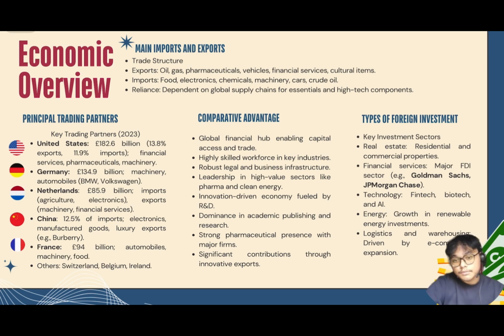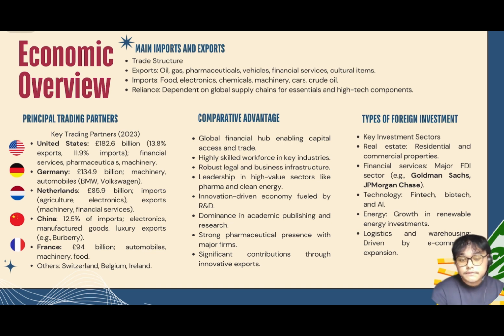So next is principal trading partners. Key trading partners such as the United States, £182.6 billion, Germany, £134.9 billion, China, 12.5% of imports, and France, £94 billion, significantly influenced the GBP. Disruptions in trade with these partners during the pandemic reflected the interconnectedness of the UK economy.